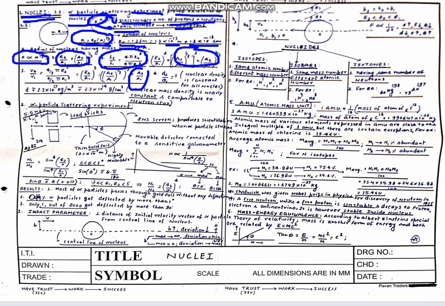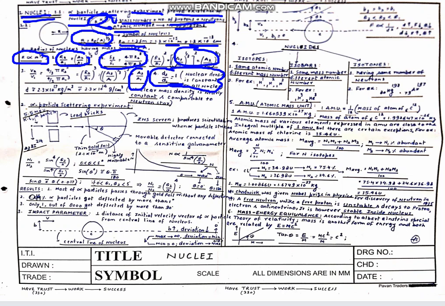One important concept is nuclear density is constant for all nuclei, and it has an order of 10 to the power 17, which is comparable to that of a neutron star. So we can say that nucleus is very densely populated.